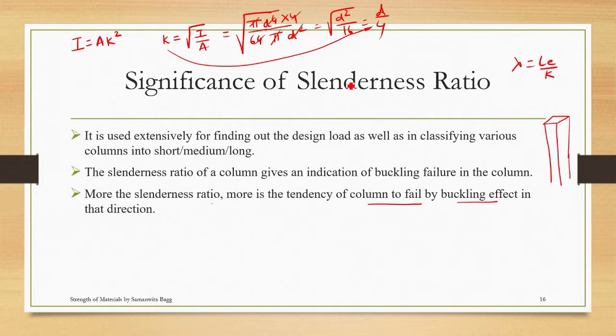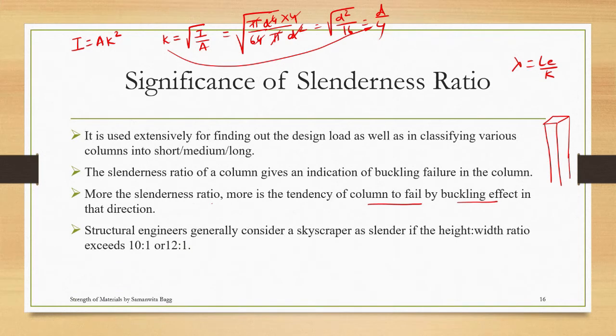So this will be d by 4, which is the value of K for a cross section which is circular, or I would say a solid kind of column. So if the value of diameter reduces, the value of K is going to be less. And when the value of K is less, the lambda value increases. So when this ratio value increases, we can say that the column is becoming more slender. It is quite tall, that is, the height is more and the width is lower. And that is how it is going to fail under buckling.